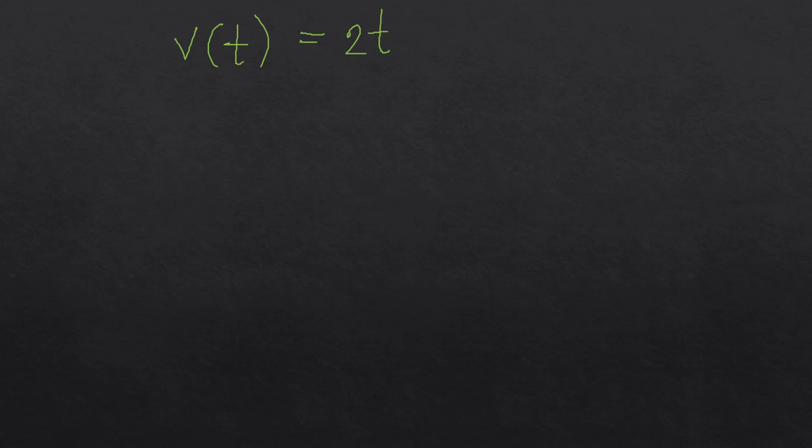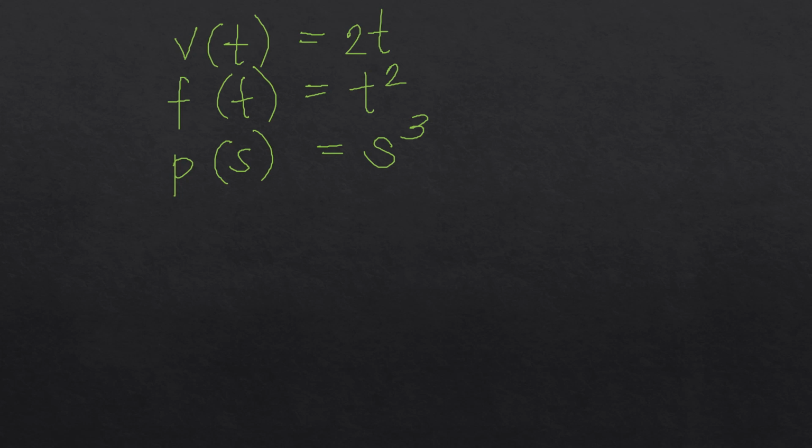You can have v of t is equal to 2t. You can also have f of t is equal to t squared. Or you can also have p of s is equal to s cubed. Well, these are representations, and kung iba-iba ang ginagamit mong variables, ibig sabihin, iba ang tinutukoy. That is why, from v of t, you can have v prime of t when it comes to the derivative. You can also have v prime. Then you can have the derivative of v of t with respect to t.